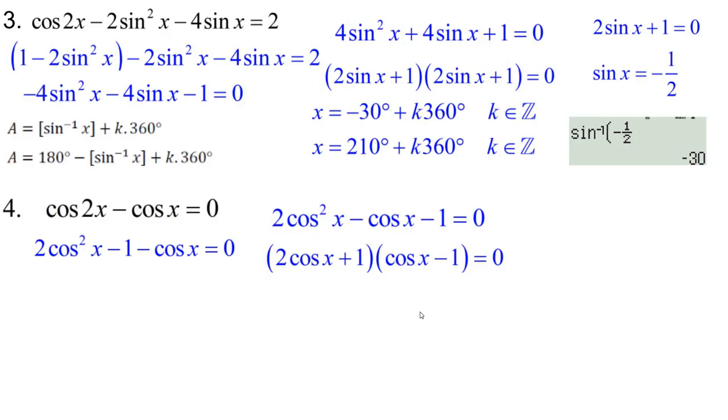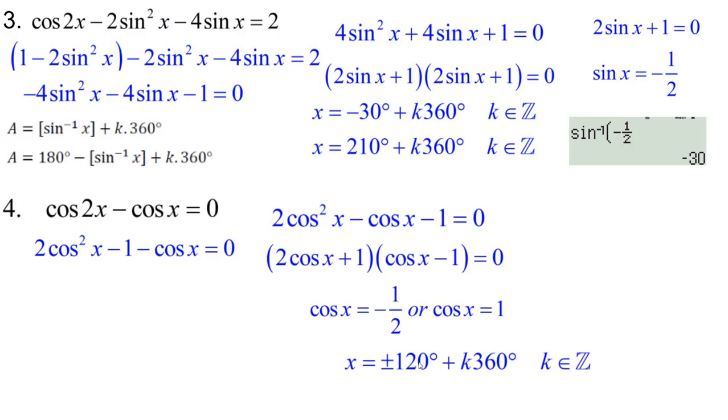Well, there it is. We've got two things here. We've got cos x equal to 1, or cos x equals, you make it equal 0, subtract 1, and then divide by 2. Well, if you shift cosine of minus a half, you're going to get 120 degrees. So there's the plus and the minus of 120 degrees plus k times 360, and k is an element of the integers.